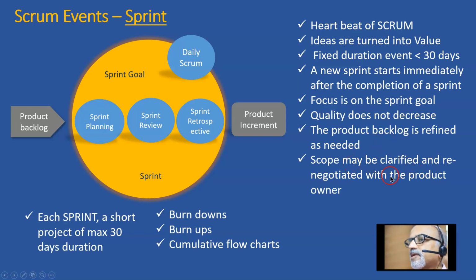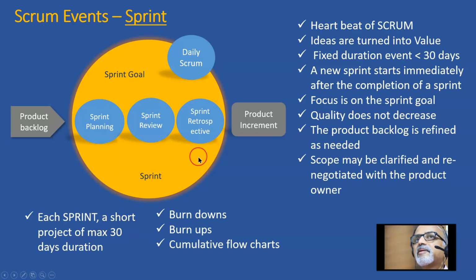Scope may be clarified and renegotiated with the product owner. That means when we plan a sprint, the product owner proposes that these are the features that must be taken up during the sprint. And if the scope is not clear enough to estimate that particular work, the team members are supposed to ask questions and get the scope clarified. Each sprint can be treated as a short project of maximum 30 days duration.